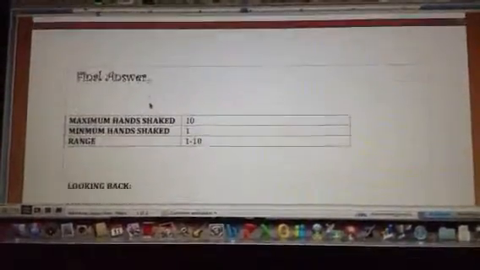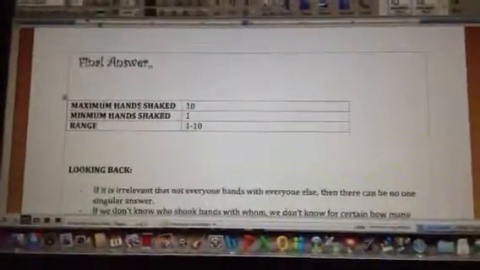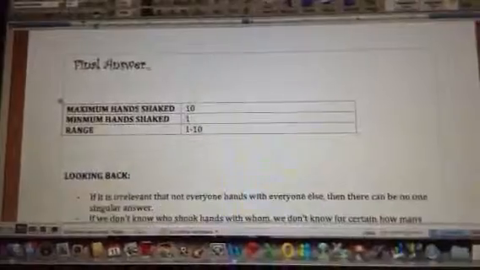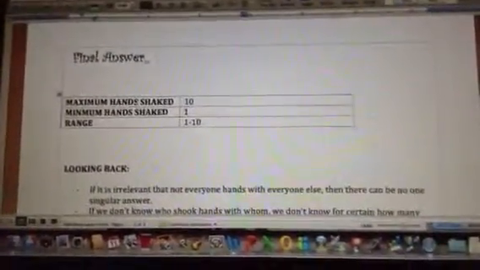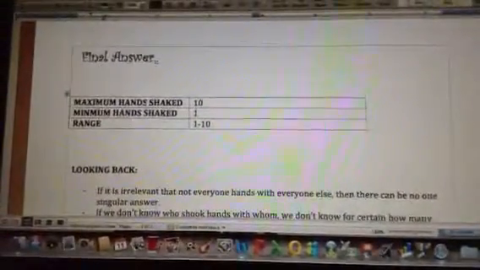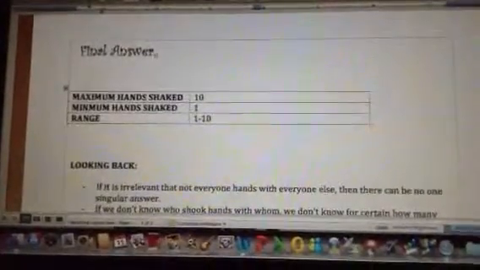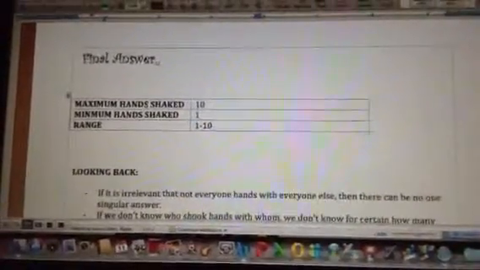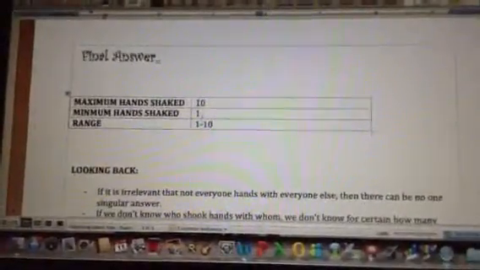Now scrolling down a bit, we can't give a solid answer. The maximum number of hands that he could have shaken would be 10. We know from the problem that no partner shook the other partner's hand, so he would only shake hands with the 10 guests. That's the most people he can shake hands with. The minimum would have been 1. And I'll explain that answer in just a moment.